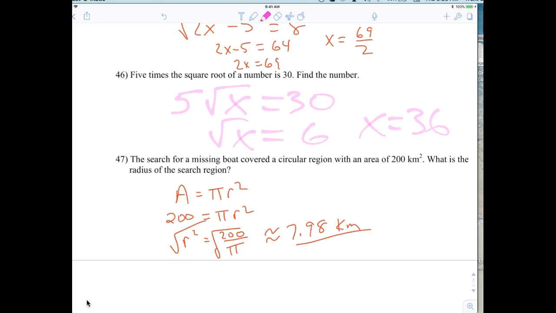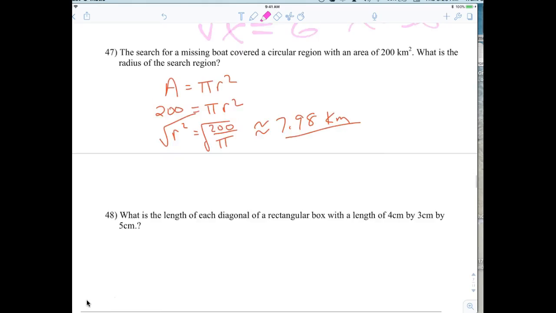Remember, the other thing I'm trying to remind you of is when you see something you're unfamiliar with, just look at the numbers. There's a 5 and a 30. How did I get 6? Divided. That's what I want you to be able to tell me. Any questions? All right, let's move forward.